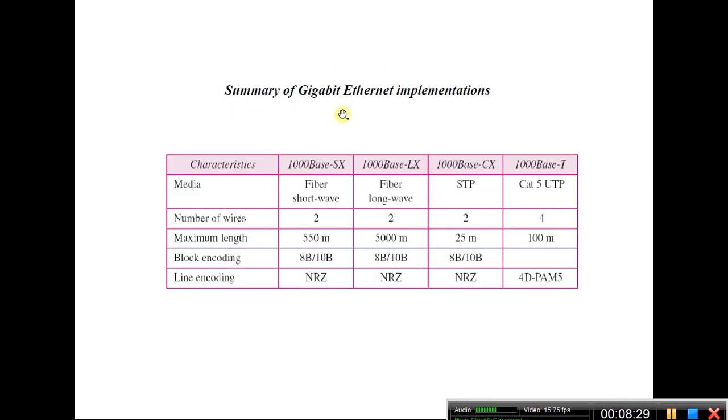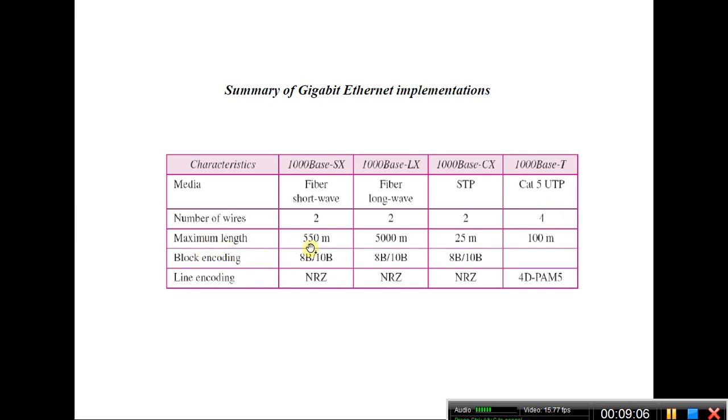Summary of gigabit Ethernet implementation, based on these characteristics: media, number of wires, maximum length, block encoding, line encoding. 1000 base SX uses fiber short wave. 1000 base LX uses fiber long wave. 1000 base CX uses STP, and 1000 base T uses category 5 UTP cable. The number of wires for 1000 base SX, 1000 base LX, and 1000 base CX is 2 wires, and 1000 base T requires 4 wires.